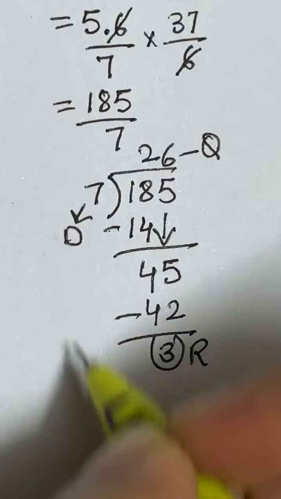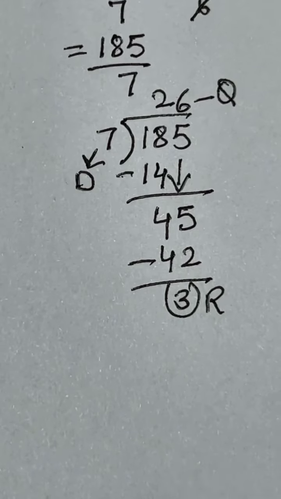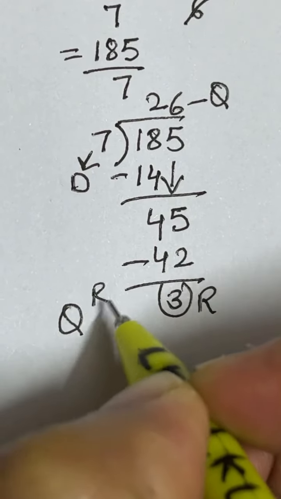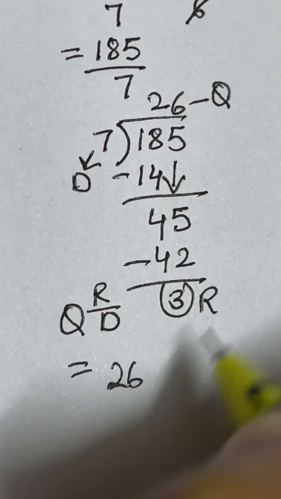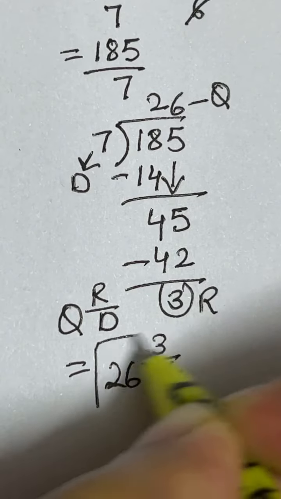So the rule here says 185 over 7 can be written as a mixed number in the form of QRD. So what is our Q? 26. Remainder is 3 and the divisor is 7. Done.